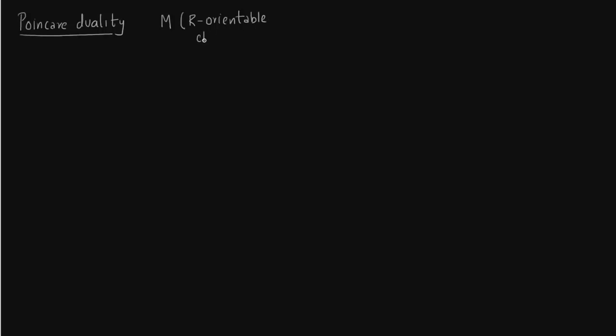So let us write this down clearly. So we start with the manifold M, which is R orientable and closed. It has dimension n. That is, the local chart is Rn, and we have the following isomorphism.